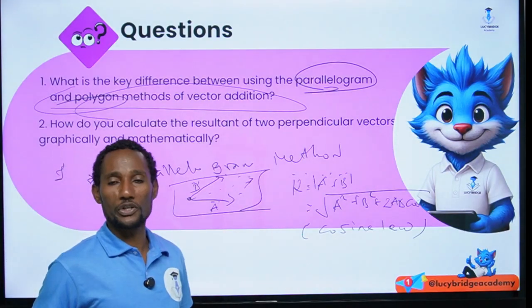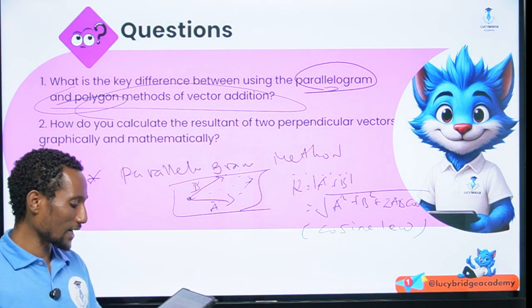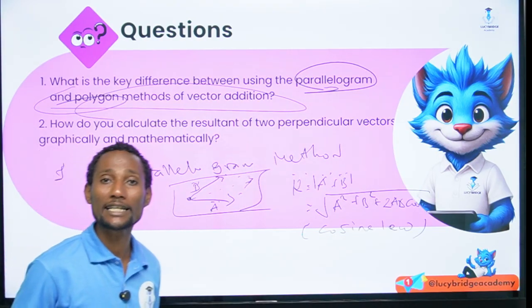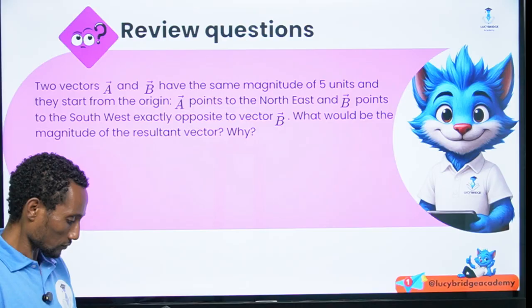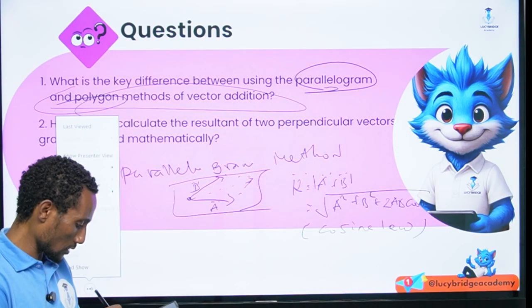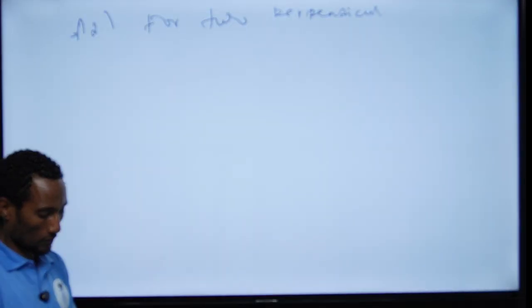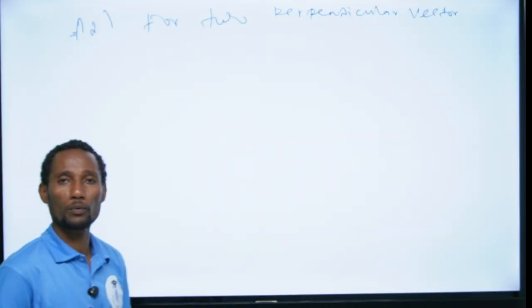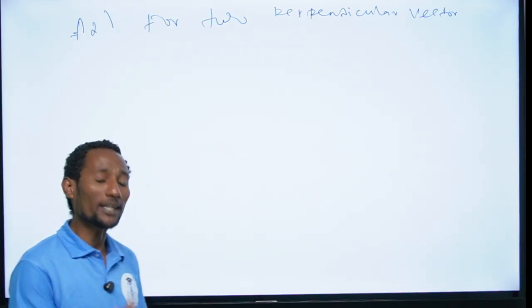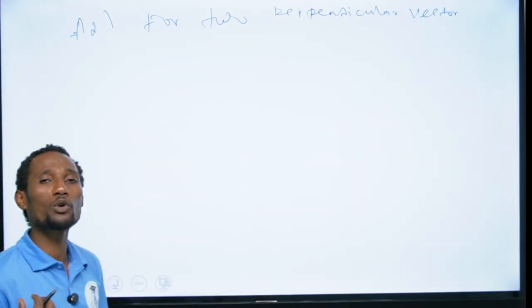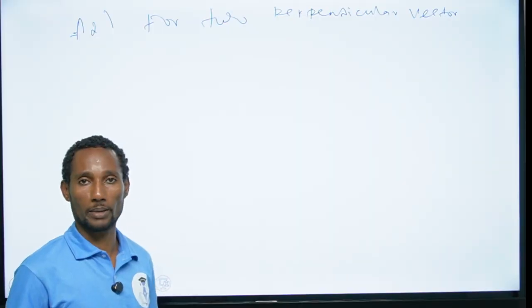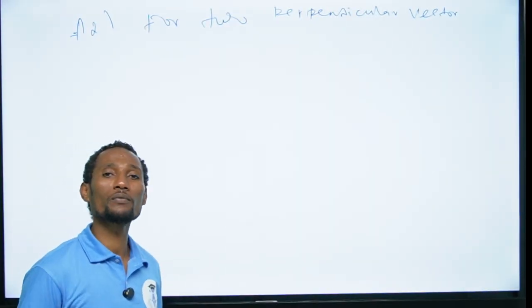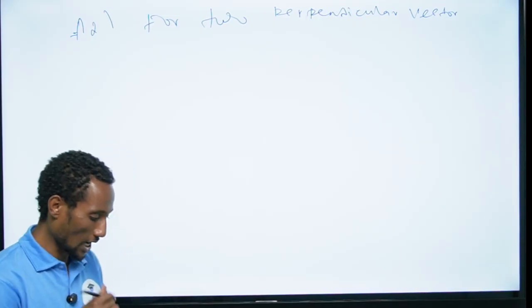What about the second question? The second question says, how do we calculate the resultant of two perpendicular vectors graphically and mathematically? For question number 2, for two perpendicular vectors, we can calculate the resultant graphically simply by using the polygon method, or by using the triangle method, having their gap.